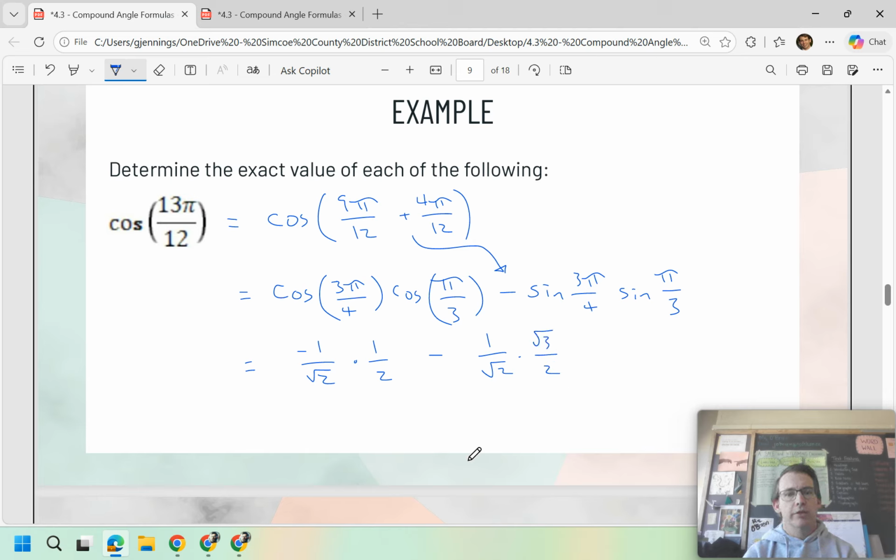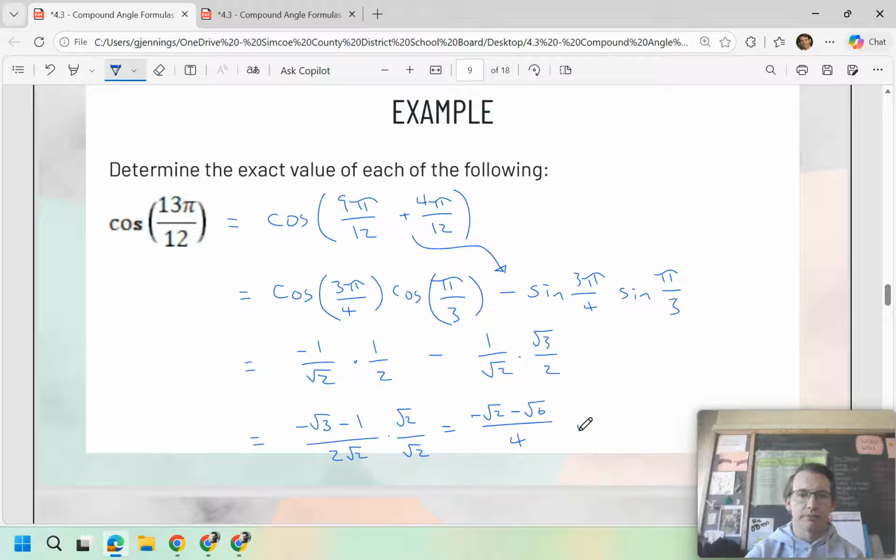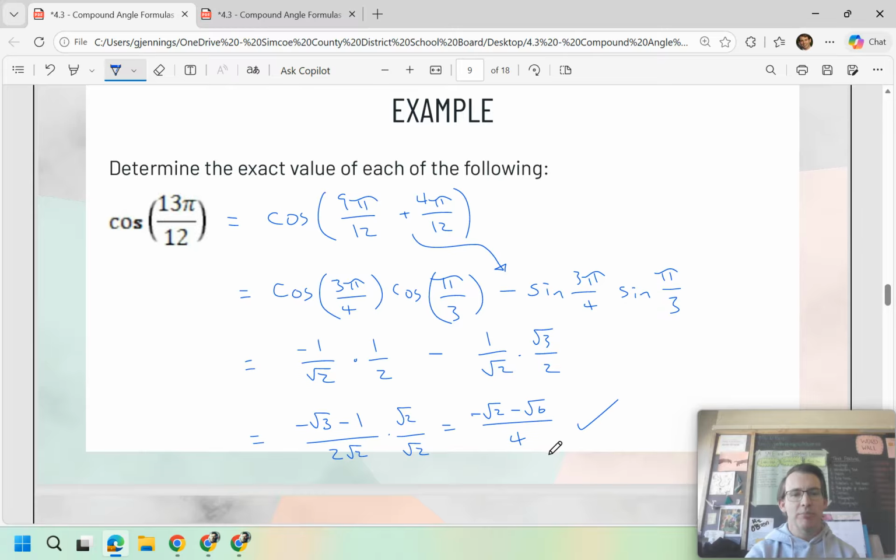There. So there's our exact values for those things. Work them out, and you end up with minus root 3 minus 1 over 2 root 2, multiplying by root 2 top and bottom, and we get a very similar expression to the one we had in the last problem. Negative root 2 minus root 6 all over 4. Okie doke. Keep going. We got a couple other problem types that we want to get to.